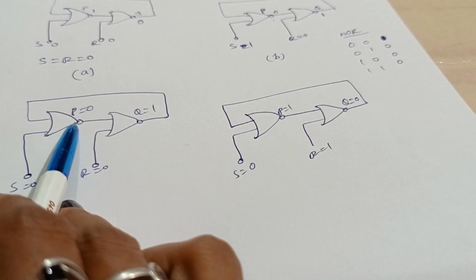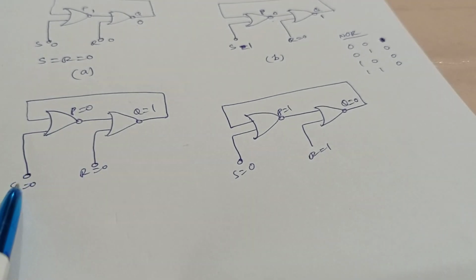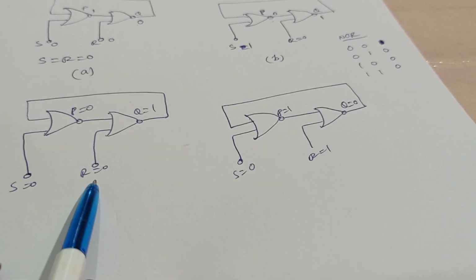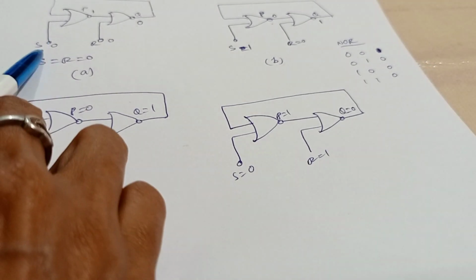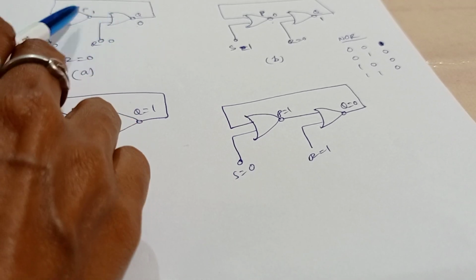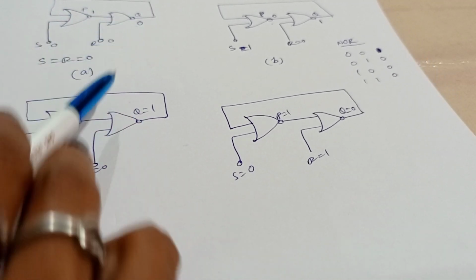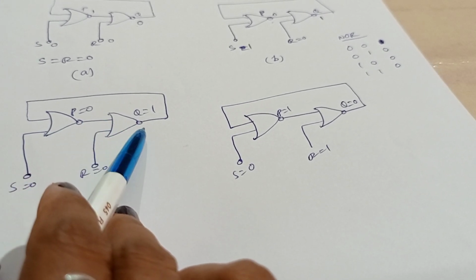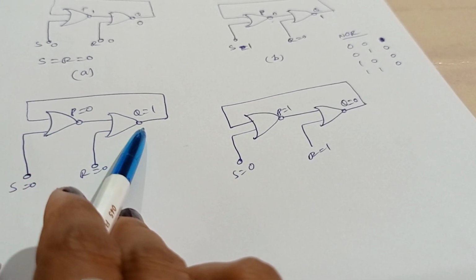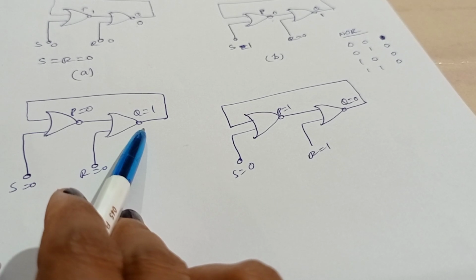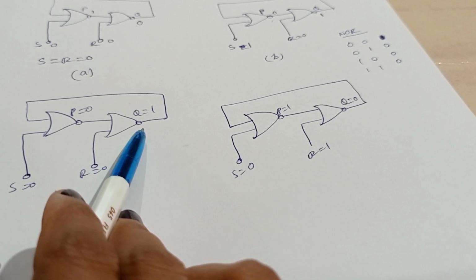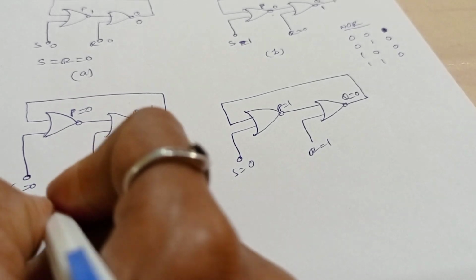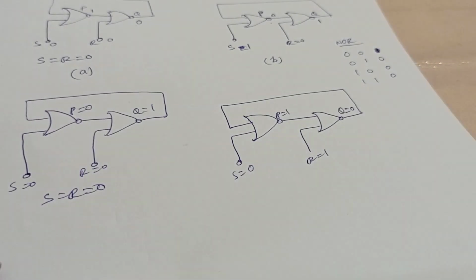Here again S is equal to R is equal to 0, but the outputs are different from those with which we started. Here the outputs were changed. P is 1 and Q is 0, but in this case P is 0 and Q becomes 1. Thus, the circuit has two different stable states for the given set of inputs. The same set of inputs, R equal to S equal to 0, is having two stable states.